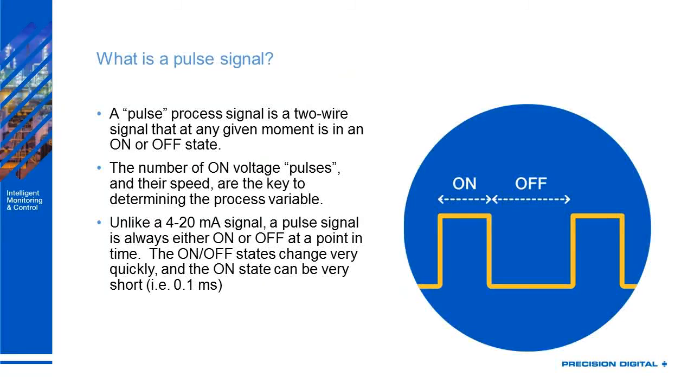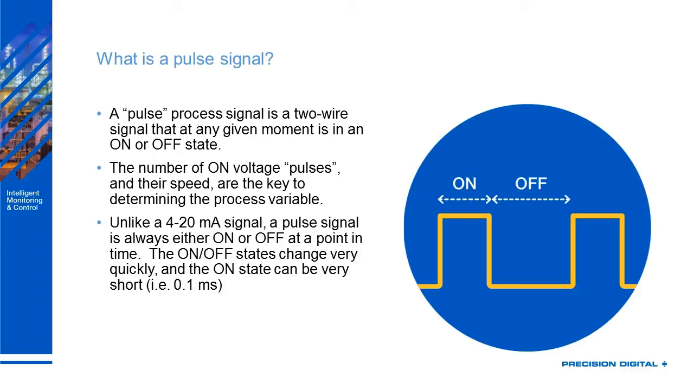So the first question then is, what is a pulse signal? What does it mean when somebody says, well, I've got a pulse output, or this device is going to take a pulse input? Well, it means something very different than your more traditional forms of 4 to 20 or 0 to 10 volt analog signals. A pulse is a two-wire signal, and out of those two wires, you're going to be able to read an off or an on state at any point in time.